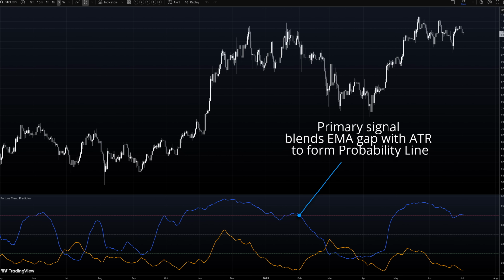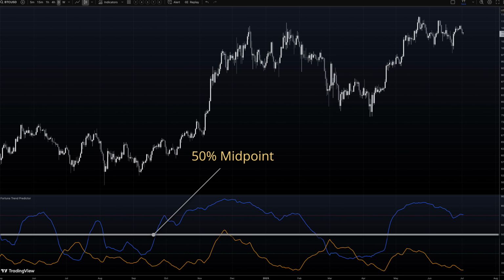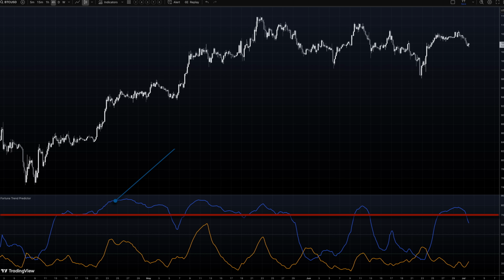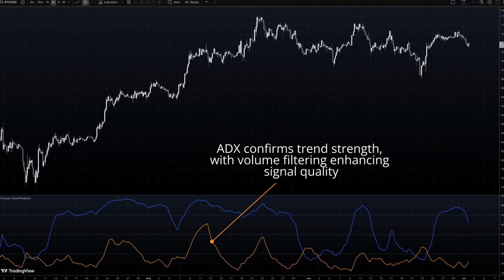The indicator processes EMA differential against ATR volatility to generate its primary probability line, which oscillates around the 50% midpoint. Values above 70 indicate strong trending conditions likely to persist, while readings below 30 suggest trend weakness or potential reversal scenarios. Supporting the main probability calculation, the system incorporates ADX for directional movement confirmation and includes volume filtering through average volume comparison.